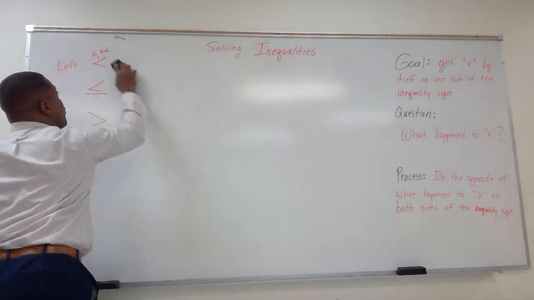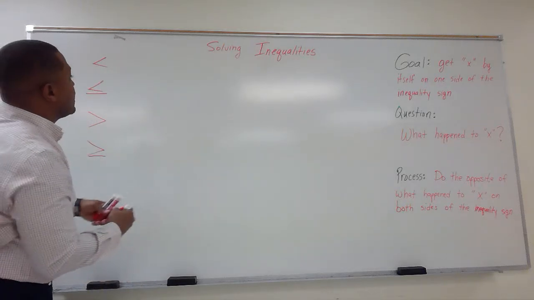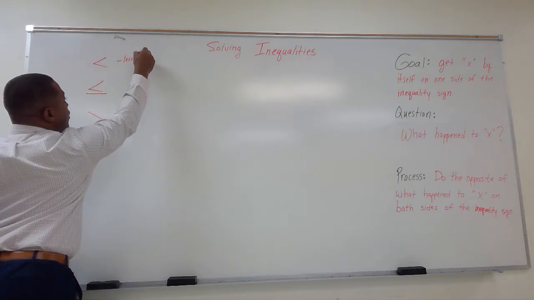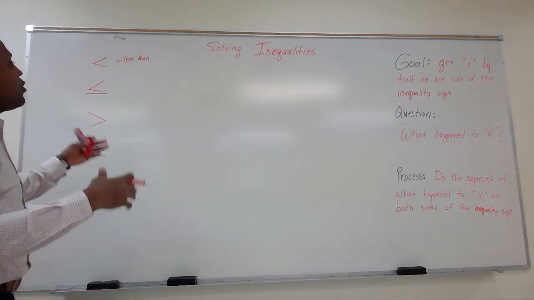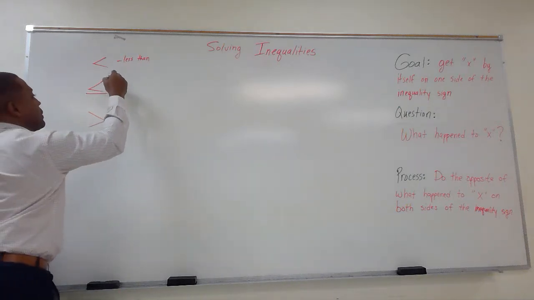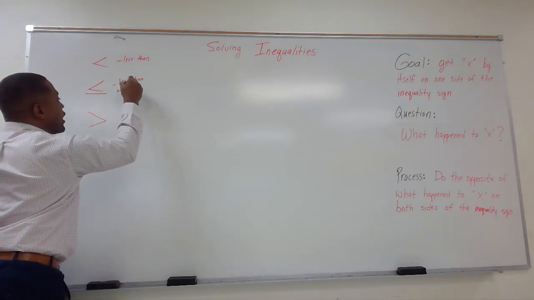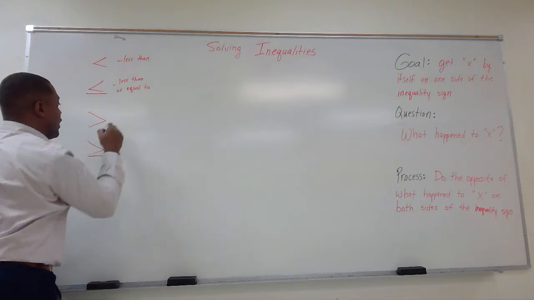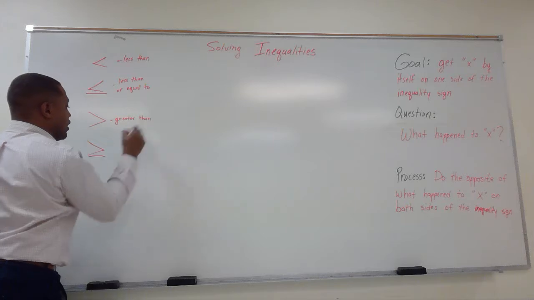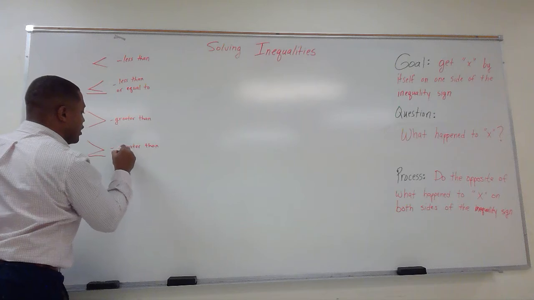Now, with that being said, let's talk about what each one of these signs means. We often say that this is less than, okay? Maybe you've heard someone say, there are so many analogies, the crocodile mouth opens towards the bigger number, things like that. This is less than or equal to, okay? Greater than, and this is greater than or equal to.